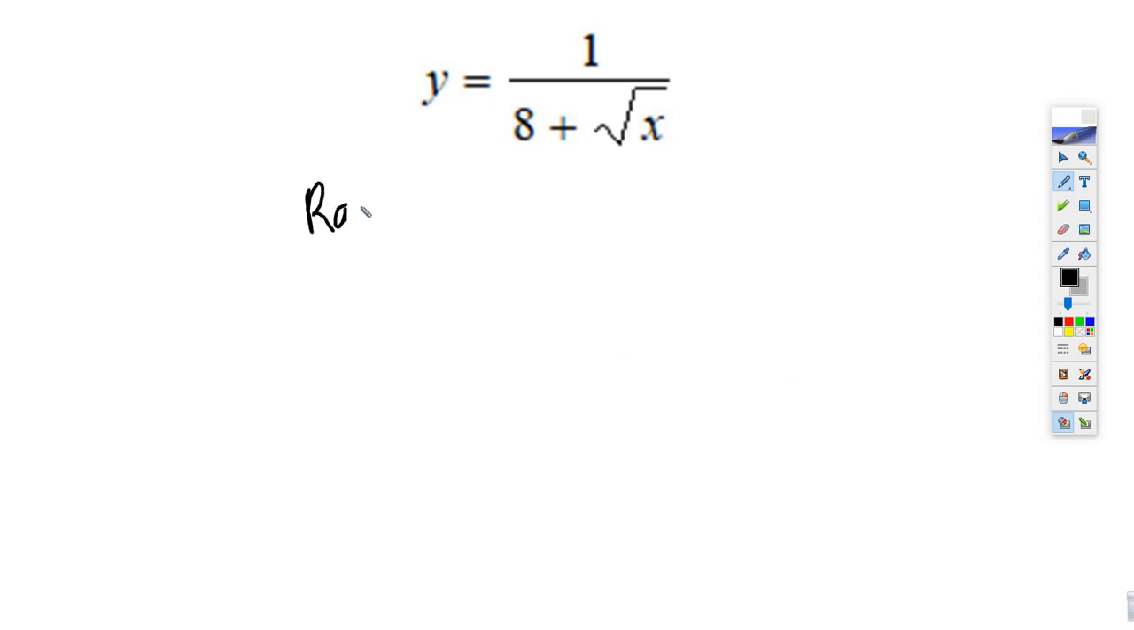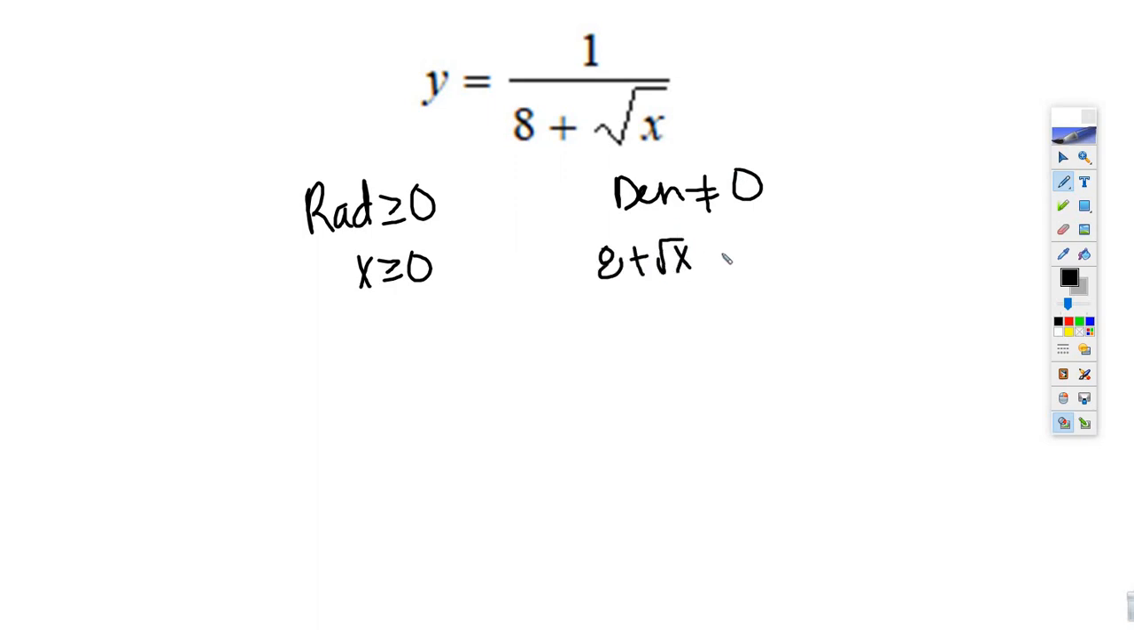So again, I have a square root, so my radicand has to be greater than or equal to 0. So I have x plus the square root of 8 greater than or equal to... Nope, sorry, I was thinking denominator. My radicand is what's under my radical, so that's x greater than or equal to 0. My denominator cannot be 0, so I have 8 plus the square root of x cannot be equal to 0. So I'm going to subtract 8. So I have the square root of x cannot be equal to negative 8.